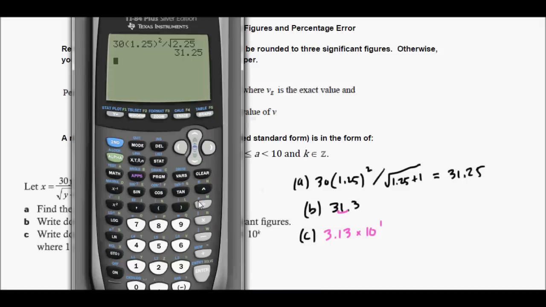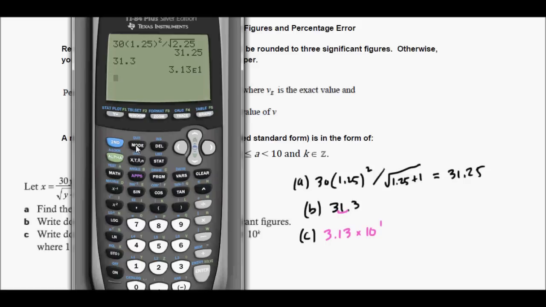So what I would do is just do it on the calculator, and the way you can do it is just go normal, go to scientific, type, and then we'll type in the number. So we'll go to 31.3 and just press enter, and it will give you the answer here, 3.13 E. You don't write E. That means the exponent is 1. So you would write it like this, 3.13 times 10 to the first power.